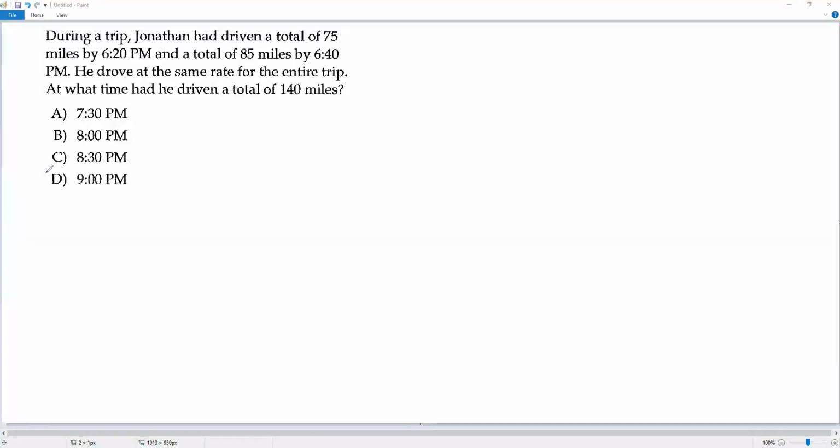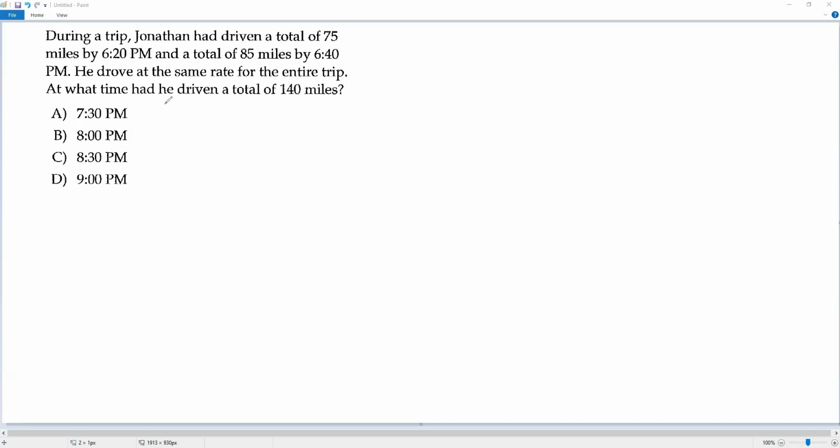Here we have a SAT math question. Let's go over the information we have in the question. During a trip, Jonathan had driven a total of 75 miles by 6:20 p.m. and a total of 85 miles by 6:40 p.m. He drove at the same rate for the entire trip. At what time had he driven a total of 140 miles?